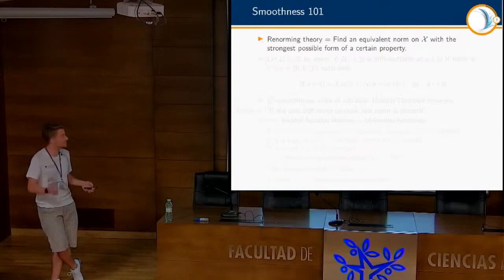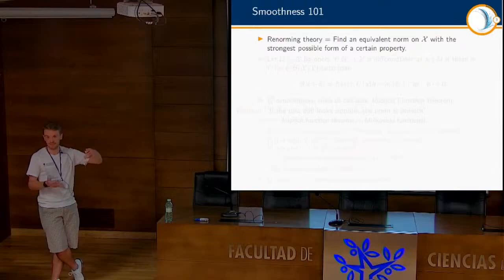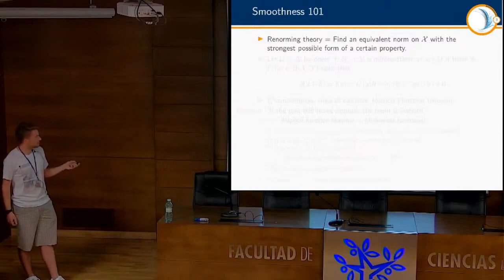For example, yesterday Jacopo was trying to give norms that are strictly convex but fail the LUR property as much as possible. So they are strictly convex but completely not LUR, or some other things. And for us today, the property that we want is differentiability. So we want norms that are as differentiable as possible.